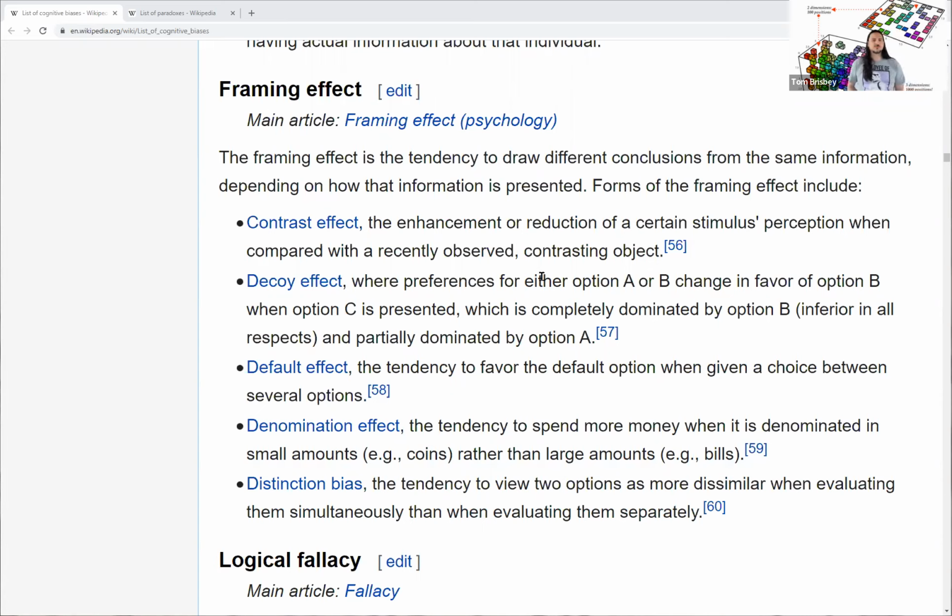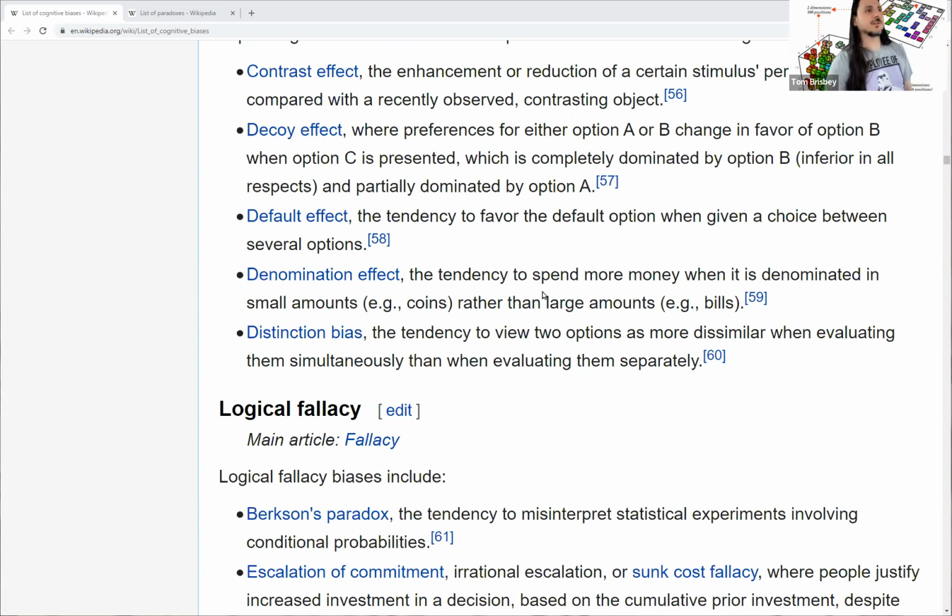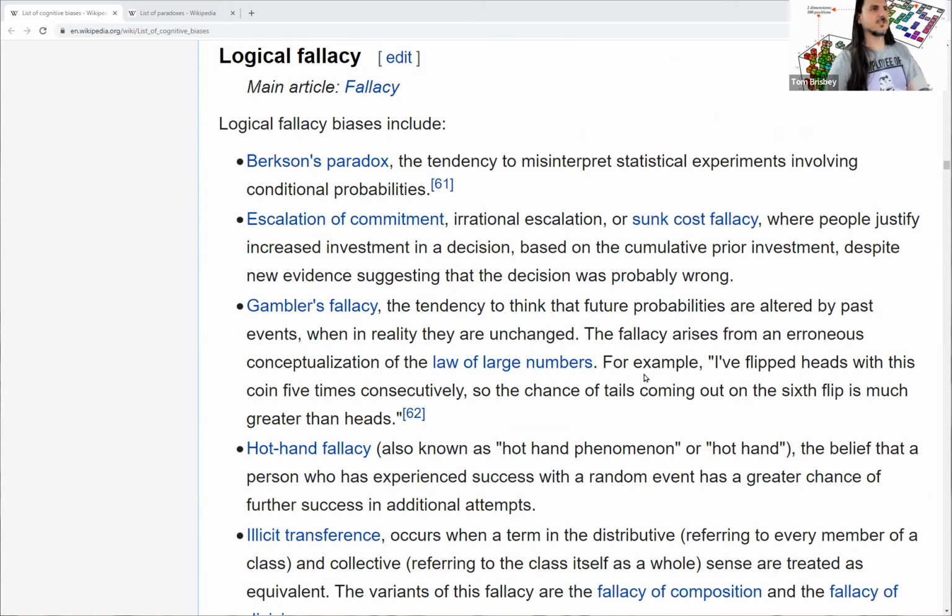Consciousness is a comparison machine. So anything you put next to itself or to something else is going to get a comparison, which is why the decoy effect is good when you're dating, when you're single, wingman. Logical fallacy. So now we're back to some fallacy biases.